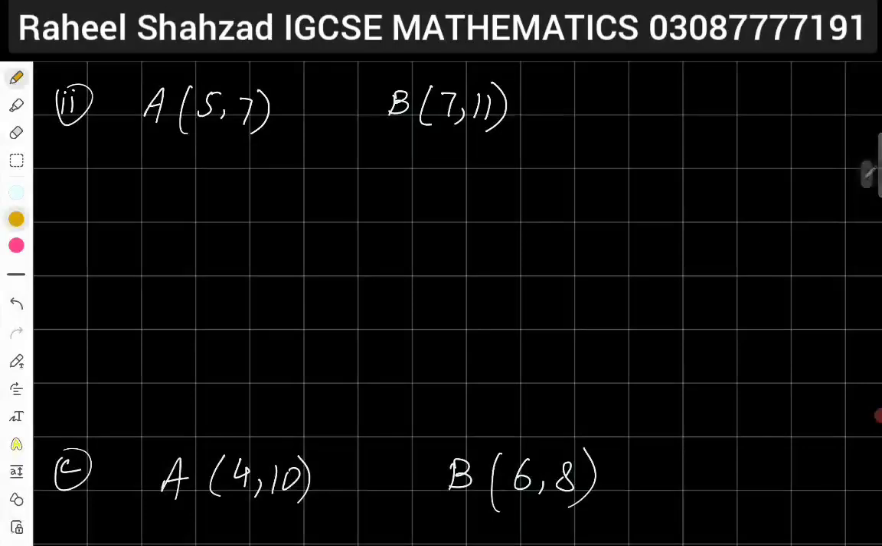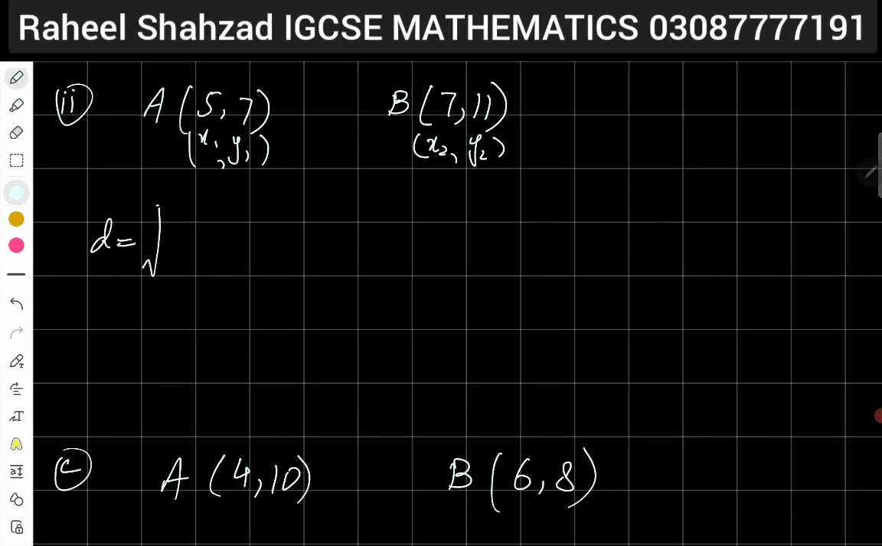Then similarly, if I am asked to find the distance between two points, now I want you to pause the video and find the distance between these two points. If you are done, then let's see. This is (x1, y1), this is (x2, y2).